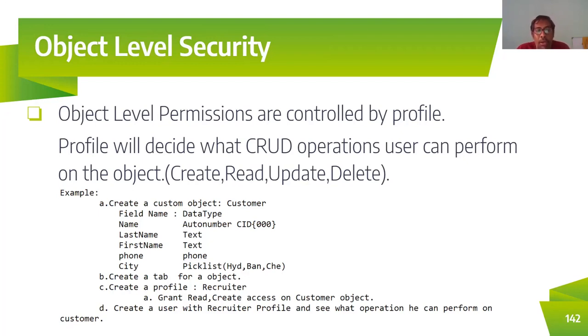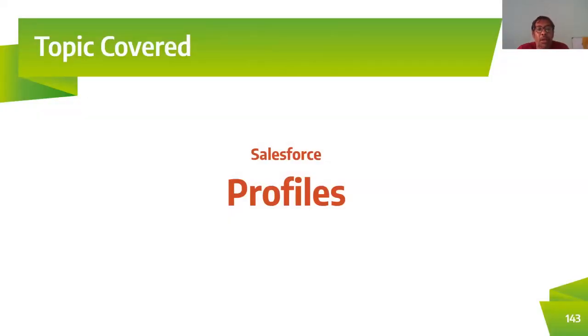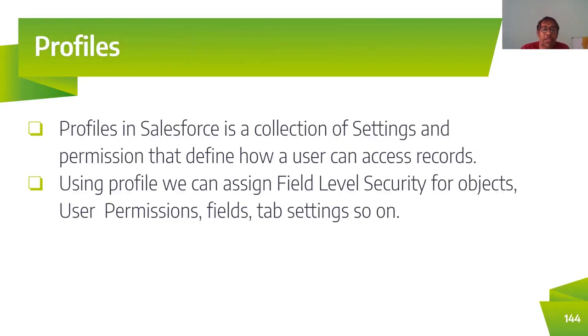So here we're going to create an object and grant access permission. We're going to create a profile and grant permissions like read permission and create permission on this particular object. Then we're going to create a user with the recruiter profile and see what operations we can perform here. Now the first topic in object level security is profiles. Let me see what a profile is. As I already told you, a profile in Salesforce is a collection of settings. What is a profile?